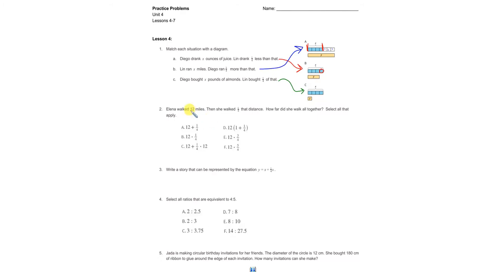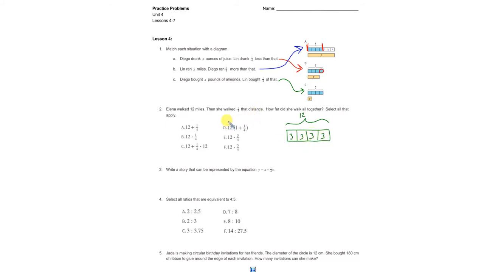Let's look at number 2. Elena walked 12 miles. Then she walked a quarter that distance. How far did she walk altogether? Select all that apply. So we could kind of make a tape diagram to show this. This would be 12 miles as your whole, and a quarter of that would be splitting that up into quarters, which if you split 12 up into quarters, you get 3, 3, 3, and 3.